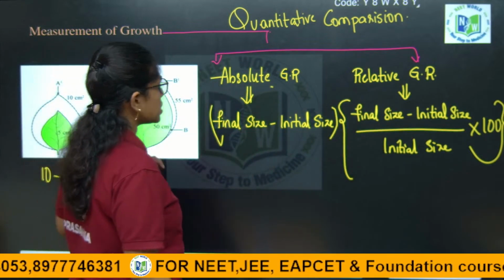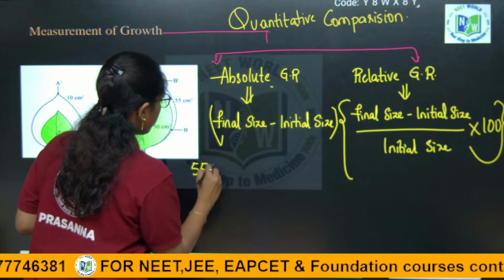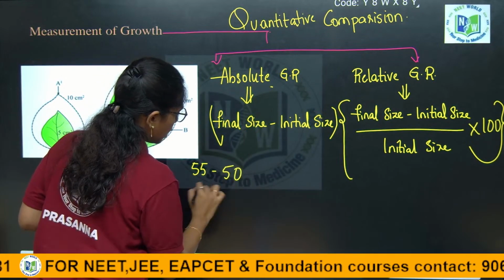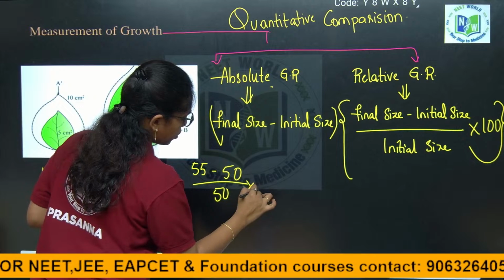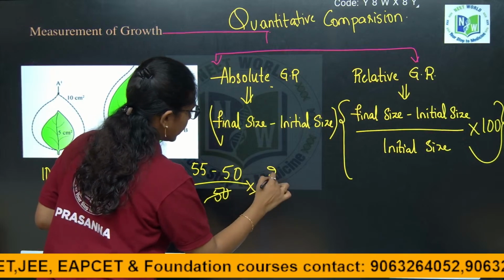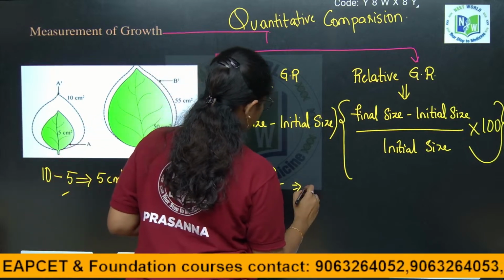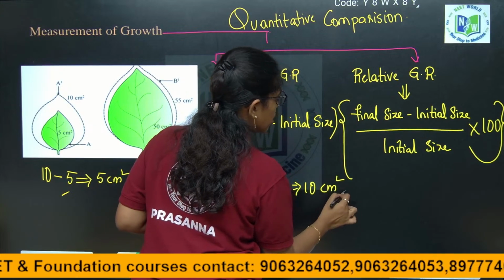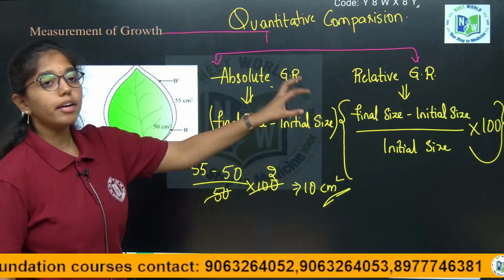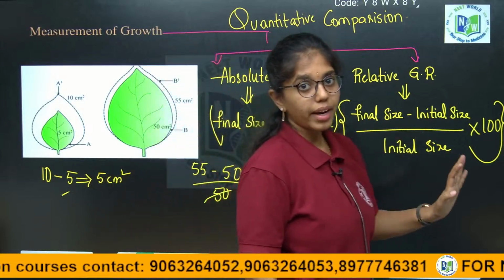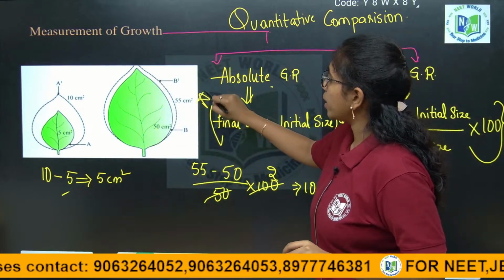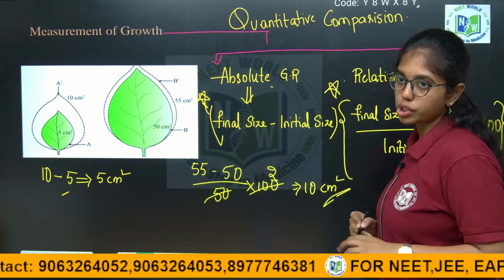What is the final size here, beta? 55 minus initial size 50, by initial size, into 100. If you calculate, you can get 10 as the relative growth rate. Fine. Both the formulae are important, ma. You may get numerical questions using this formula.